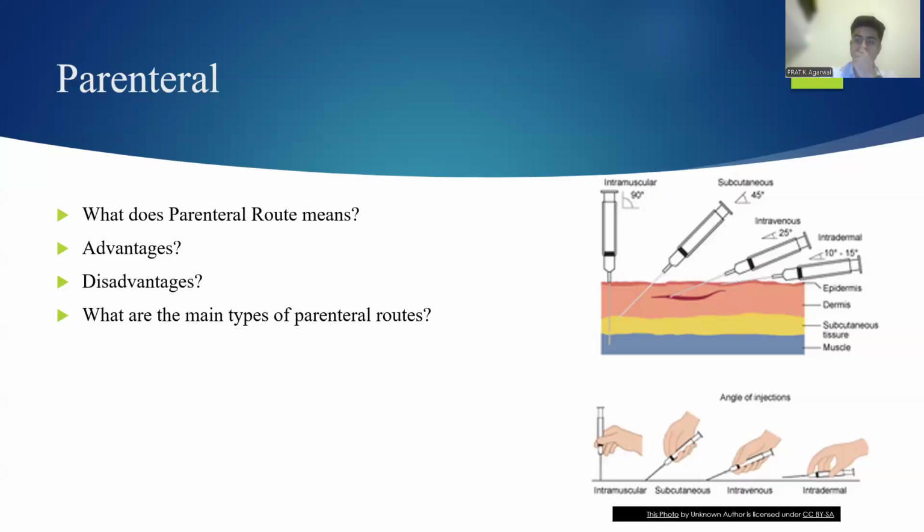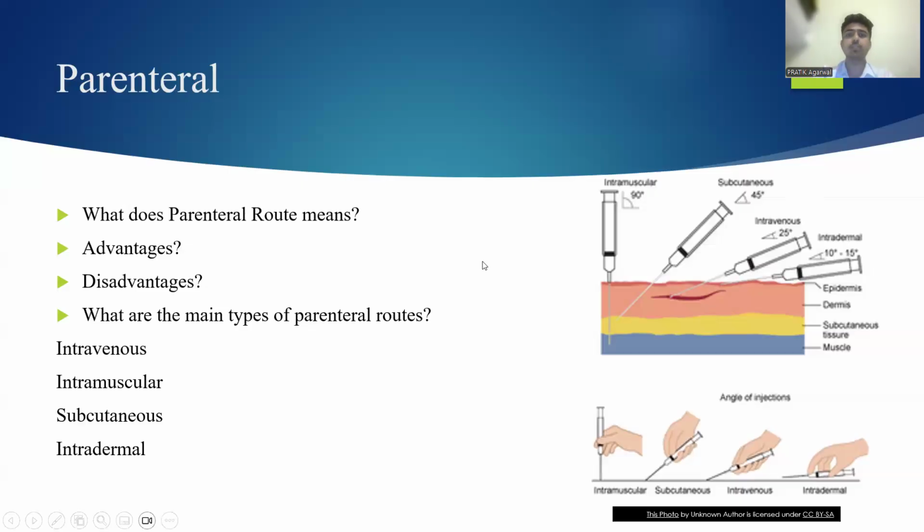What are the main types of parenteral routes? So there are four main types, as you can see on the diagram as well. Intravenous, which is one of the majorly used ones. Intramuscular, which is used to inject in the muscles. Subcutaneous is the layer that is below the dermis, so in the subcutaneous tissue. And intradermal is the layer just below the epidermis.